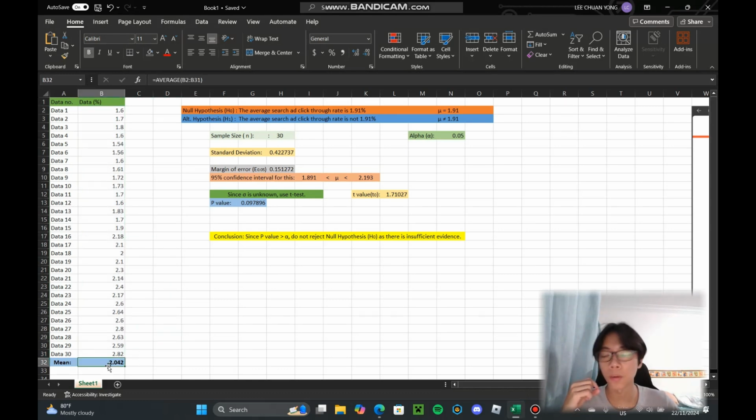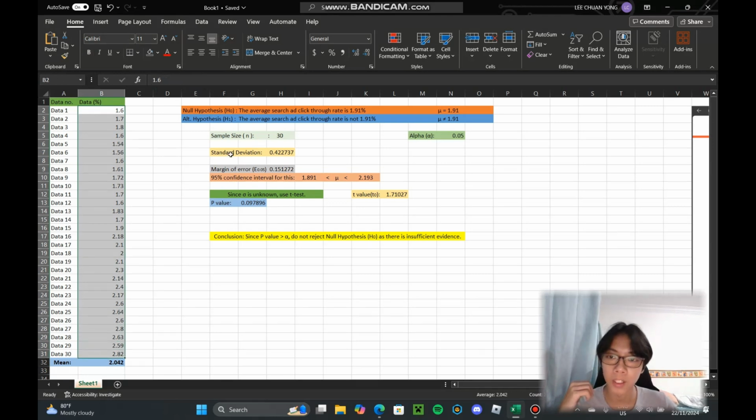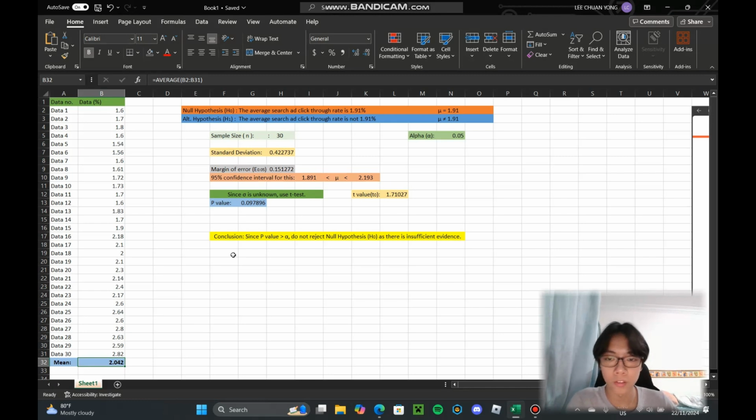Okay, so from here we'll be going on to the mean, which has the formula given here, average of B2 to B31, which basically sums up all of these values divided by the sample size, which is 30, which in this case is 2.042. Next, we'll be going on to the standard deviation.